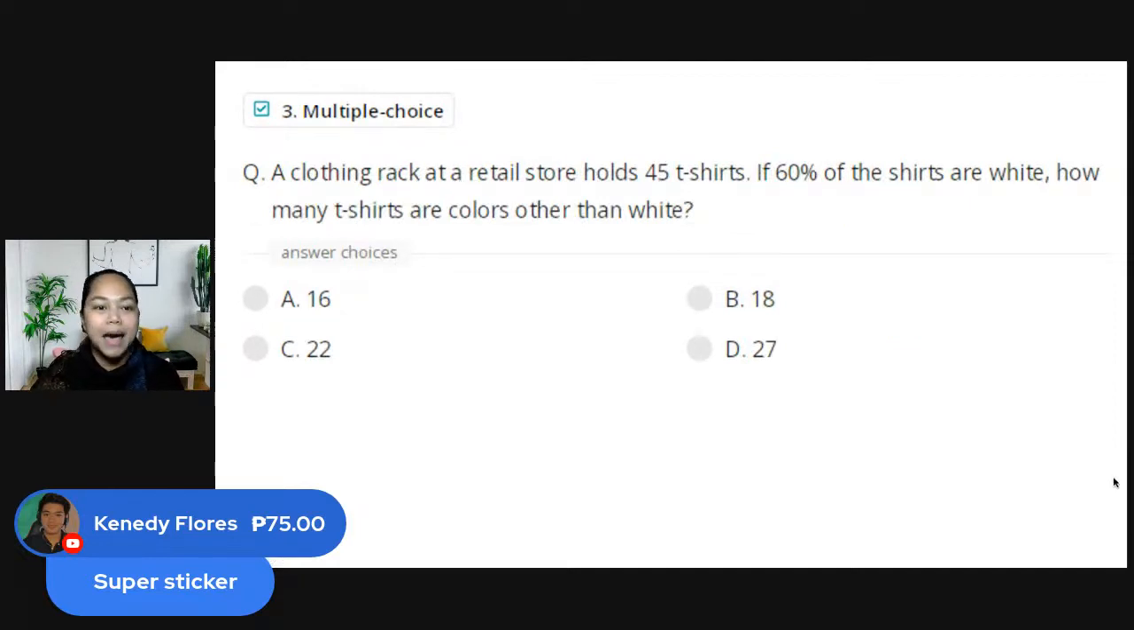Yung paborito nyo, math. A clothing rack at a retail store holds 45 t-shirts. If 60% of the shirts are white, how many t-shirts are colors other than white? Is it letter A, 16, letter B, 18, letter C, 22, or letter D, 27?